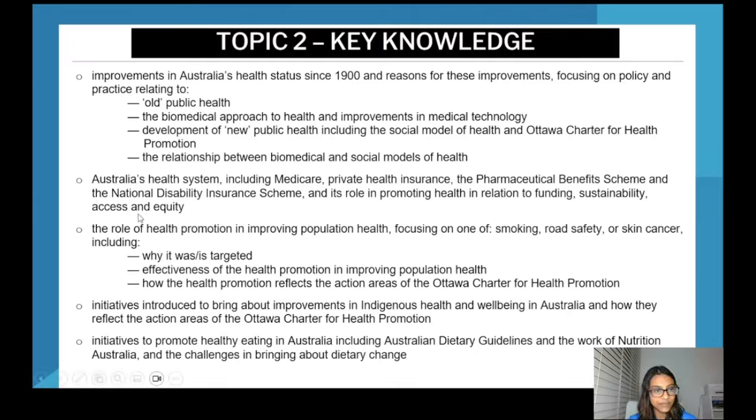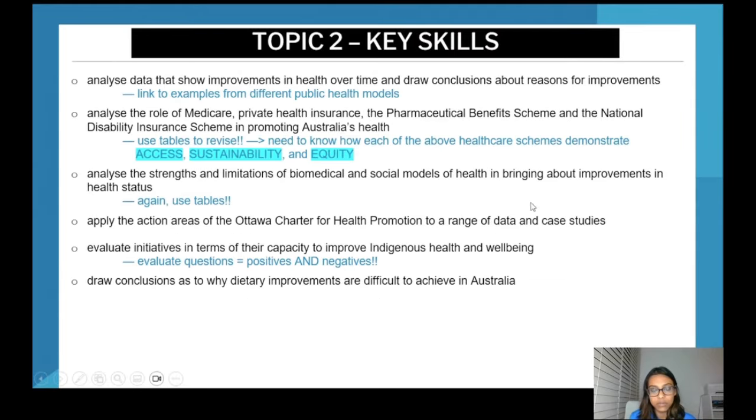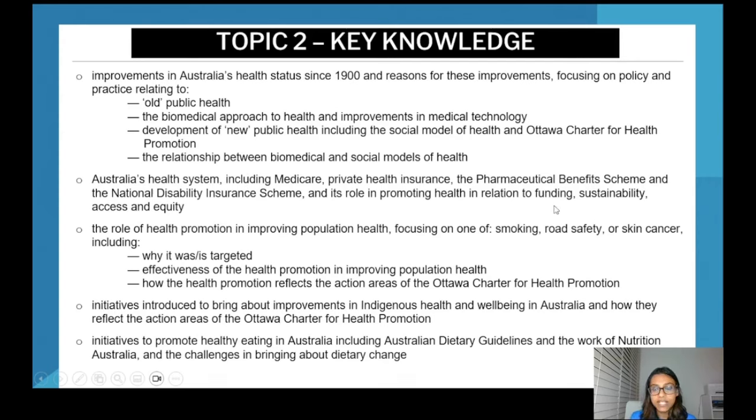It's very content heavy. Okay, so we've got Australia's health system, including Medicare, private health insurance, the PBS, and the NDIS, and then relating it to funding, sustainability, access, and equity. Funding is super important as well. I've got some examples of sustainability, access, and equity in the coming slides, but I don't have specifically funding, but hopefully you have that in your notes as well.